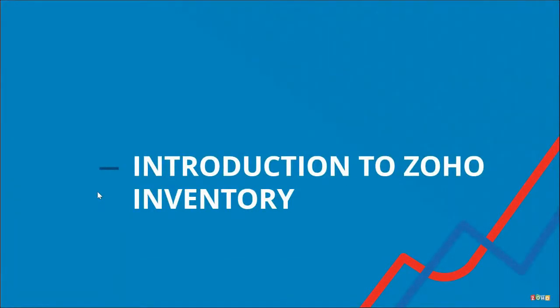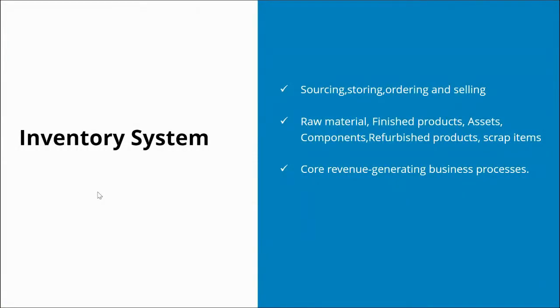Coming to the introduction to Zoho Inventory. Before going to the Zoho Inventory part, I would like to give a brief about what an inventory system is. An inventory system is a method of sourcing, storing, ordering, or selling inventory items. When I say inventory items, it would include the raw materials that we procure from the vendor or the supplier. It would also include the finished products when it comes to the manufacturing sector, assets and components that you purchase for your organization, refurbished products, scrap items, and more.